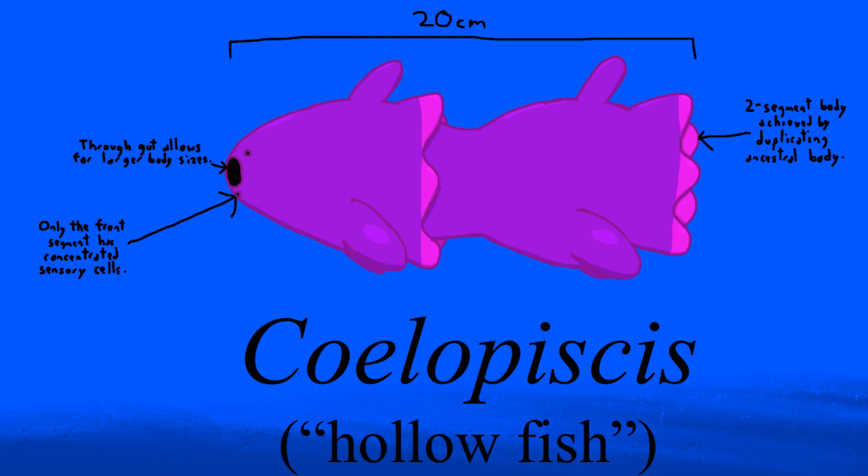Quelopiscids, due to the increased efficiency of their through-gut, were able to grow to larger sizes. Due to a mutation, they gained a second bodily segment consisting of a double trio fin, a gill skirt, and the anus. Quelopiscids first appeared 10 million years after pseudopiscids.